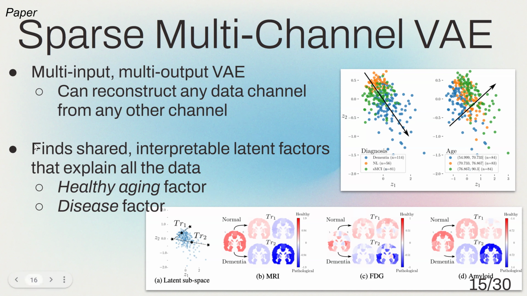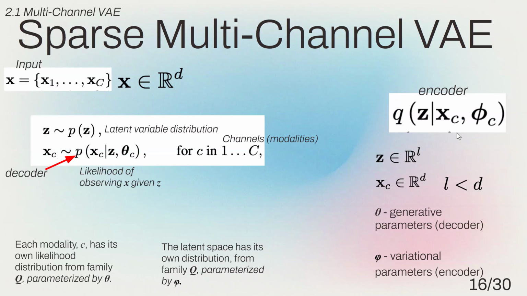And from here as well, it finds the shared interpretable latent factors that explain all of the data. So they found this healthy aging factor and this disease factor. We'll talk a little bit more about what that means. But first, this is how their model is constructed, like how they're deriving it, stuff like that.